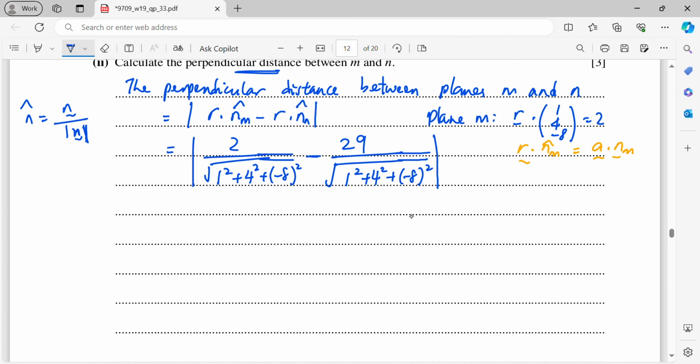Okay, then from here, basically, you will be getting 2 over 9 minus 29 over 9. That is modulus of 27, modulus of negative 27 over 9. So at last, the perpendicular distance is positive 3 units.